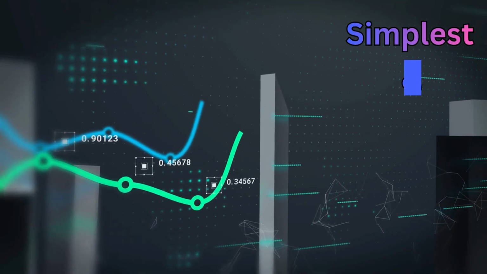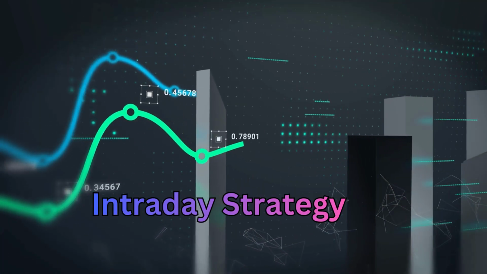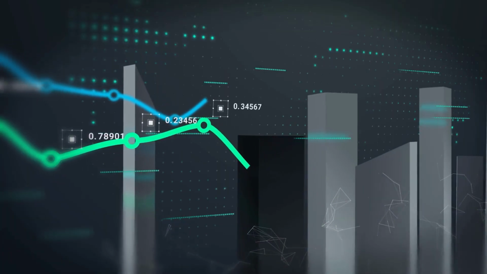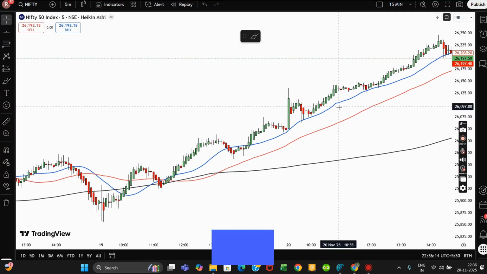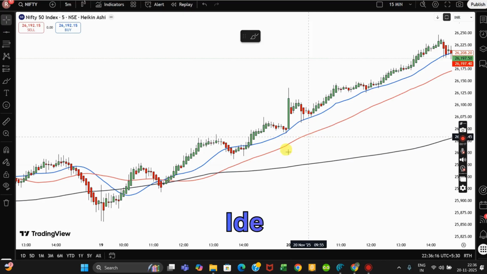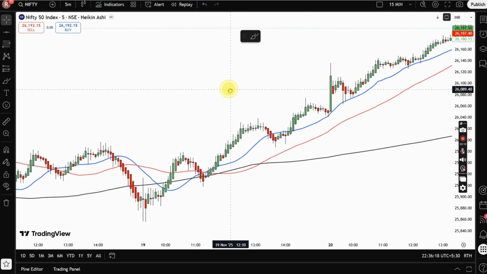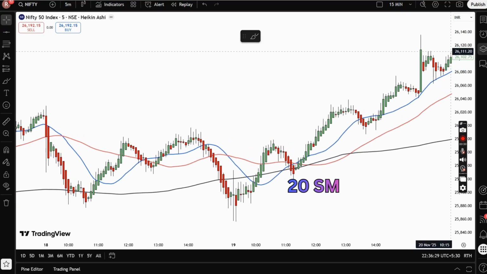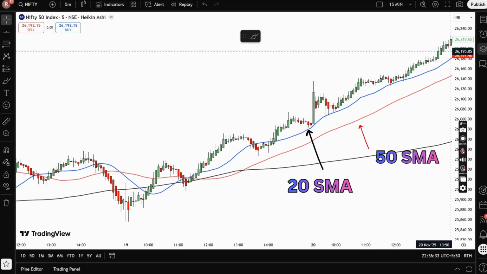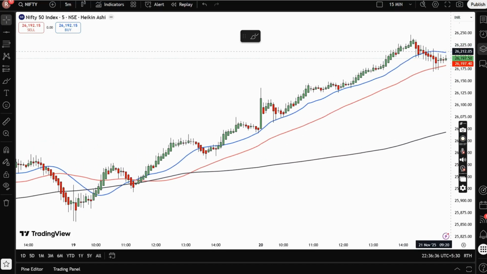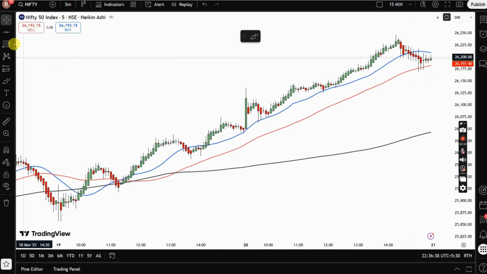Let me show you one of the simplest and most powerful intraday and options scalping setups. No noise, no confusion, just structure and clarity. First, we identify the trend. For an uptrend, the 20 simple moving average must be above the 50 simple moving average, and both should be almost parallel. This tells us momentum is clean and stable.